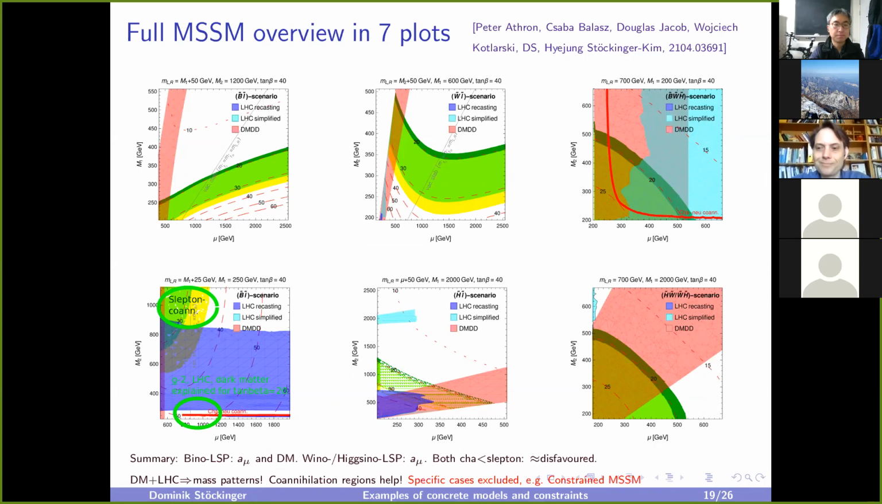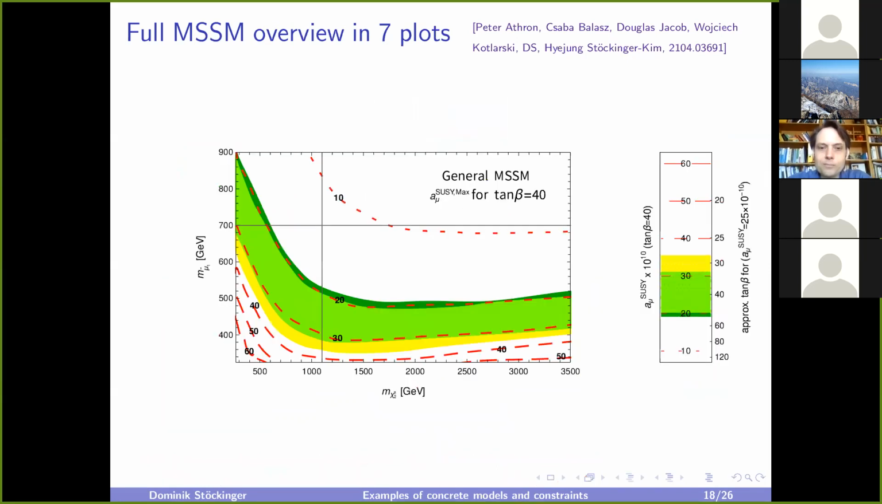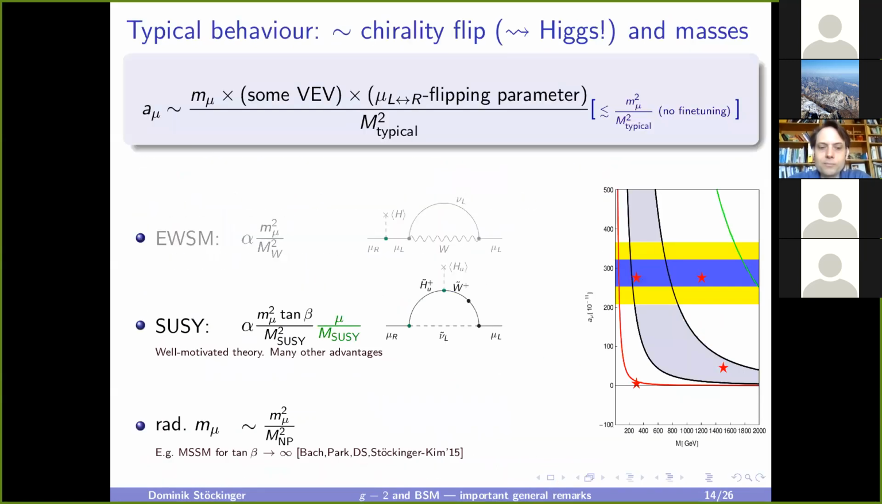Sorry, let me ask one more question. In the middle of your talk, I think you're trying to connect this muon g-2 and radiative generation of muon mass. Did you discuss any concrete model, or did I miss it? I couldn't. So yeah, you have.